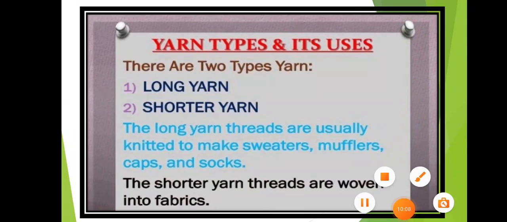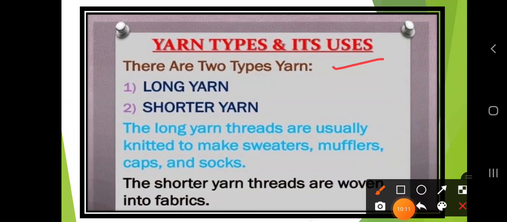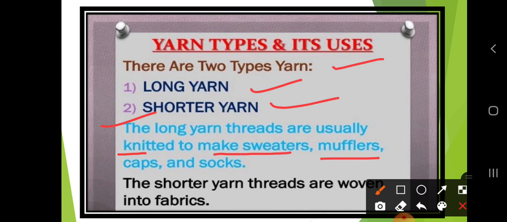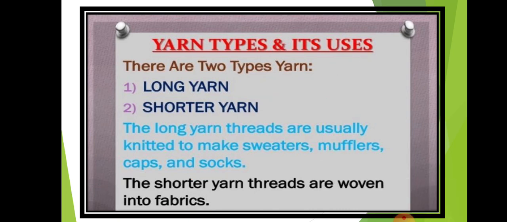Yarn has a total of two types. What are those two types? That is long yarn and short yarn. The long yarn threads are usually knitted to make sweaters, mufflers, caps and socks, whereas the shorter yarn threads are woven into fabric. So whatever shorter yarn we get from this process, we weave into fabrics. These are some types of yarn and their uses.